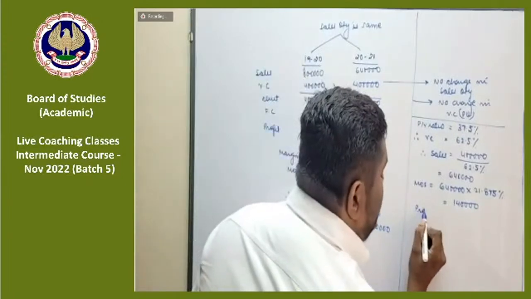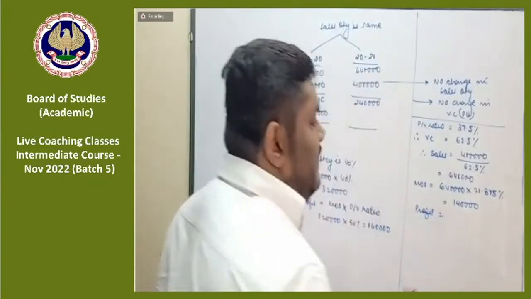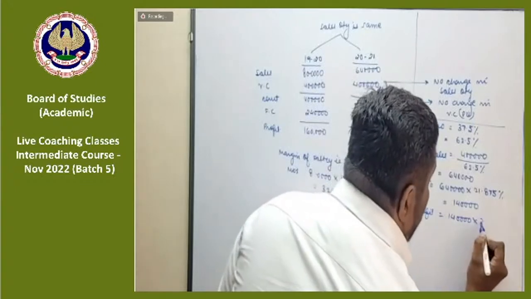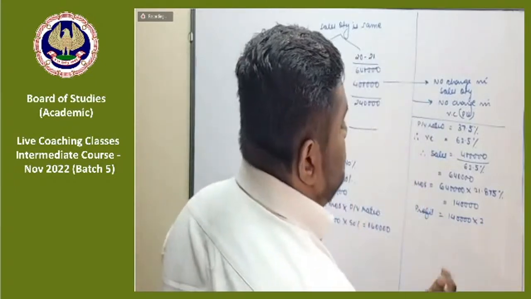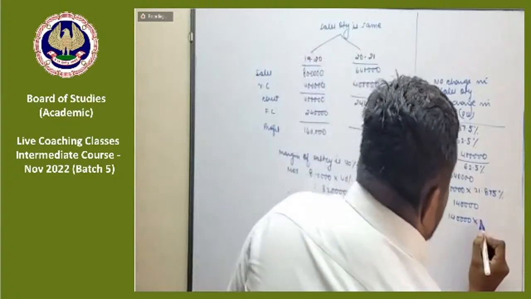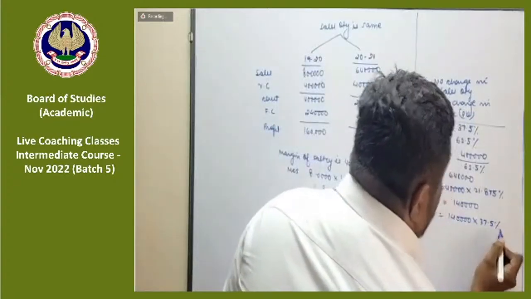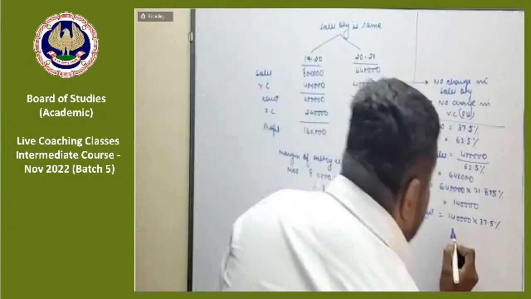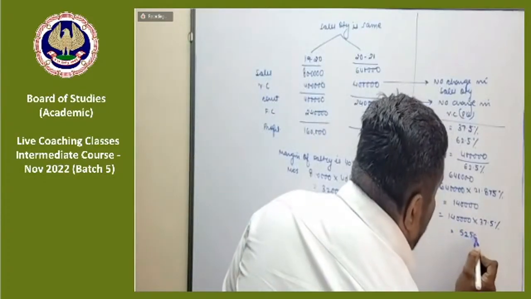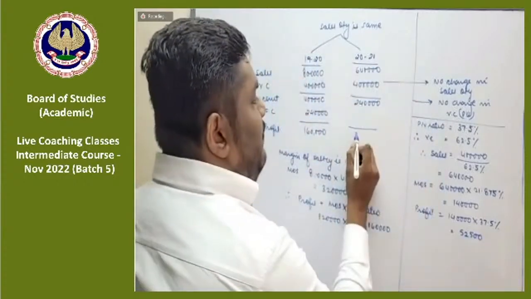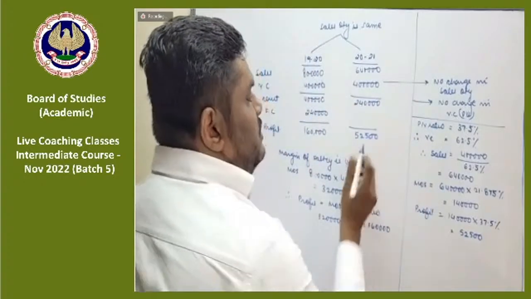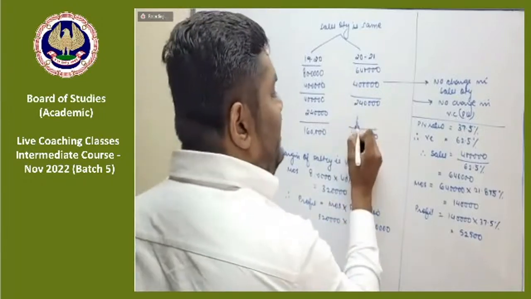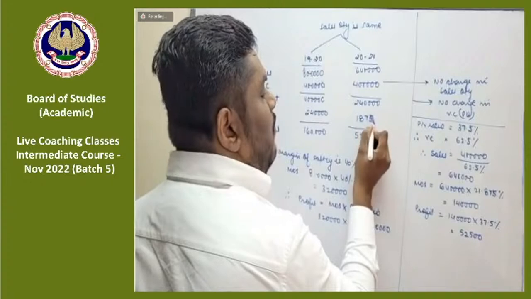Further, when talking about the profit, we can easily calculate profit as 1,40,000 into 37.5%. So this will be 52,500. So profit will be 52,500. So my fixed cost will be 187,500.